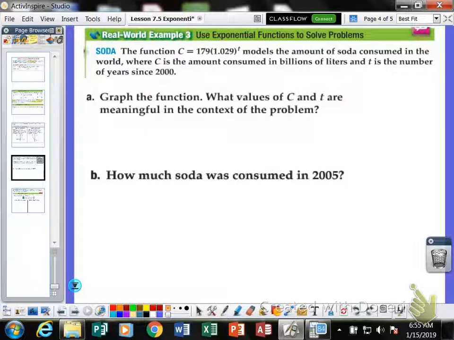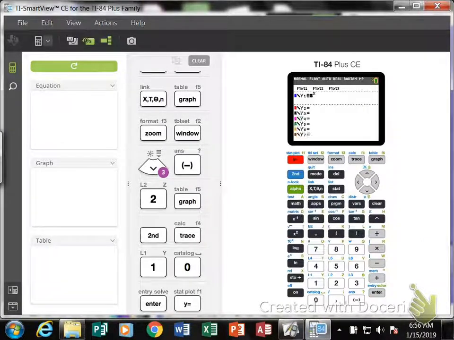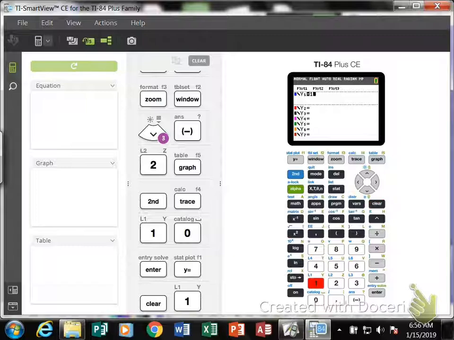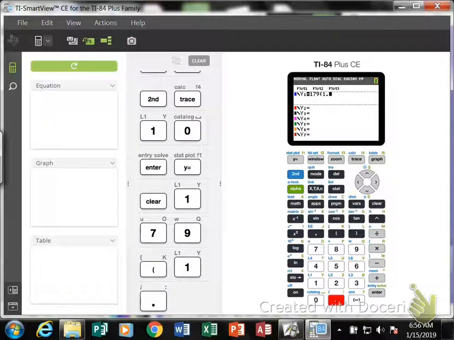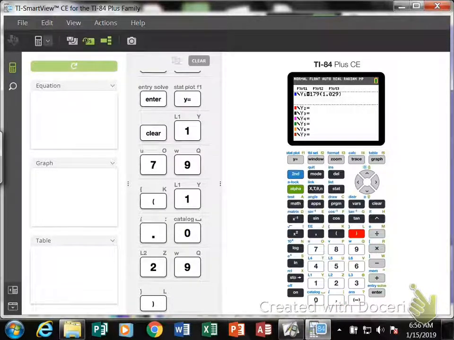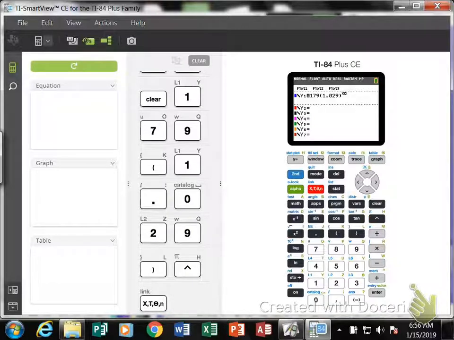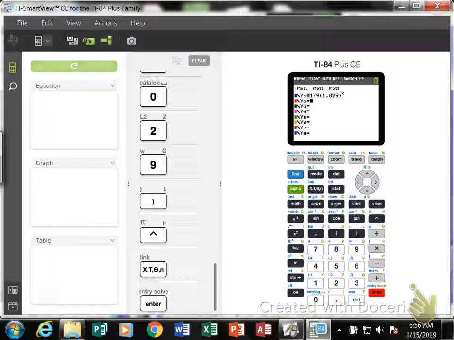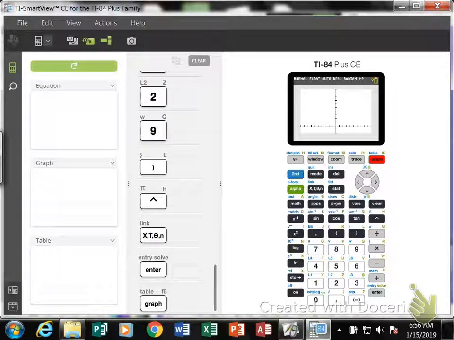All right, so with this, we want to go ahead and graph this function. You have to be careful though. Look at our numbers, 179, 1.029. So we have to be careful of that. If we go to our y equals, clear what we had in there, and then 179 times 1.029, close the parentheses, to the power of t. We're just going to use x. It's not the same. Enter. Go ahead and graph it, and notice, I don't have it.